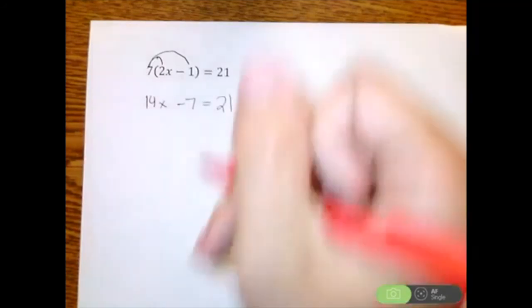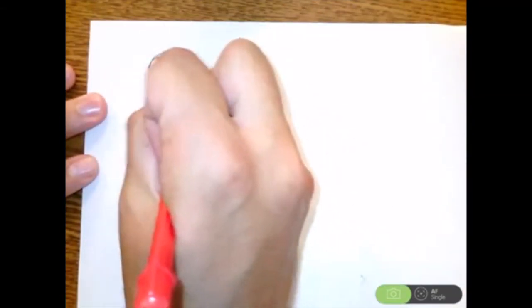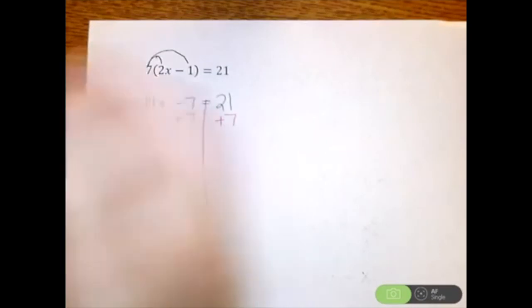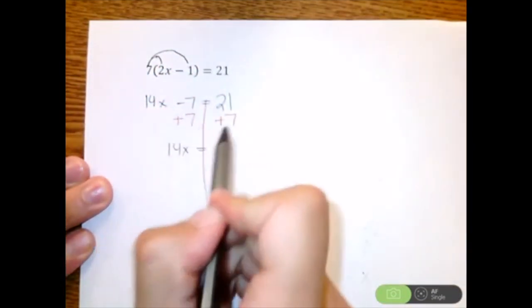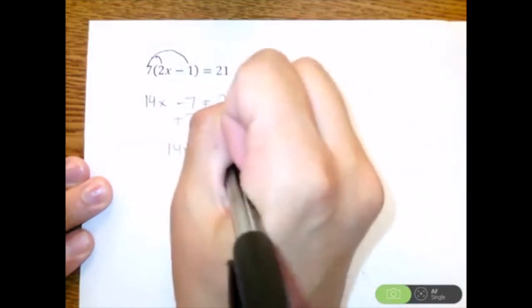Once we have that, then I can draw in my line down the middle, and we're going to start solving this. We've got to get x by itself. So I'm going to start by order of operations backwards. Got to get rid of that minus 7, which means I'm adding 7 on both sides. So I have 14x equals minus 7 plus 7 is 0. And on the right side, 21 plus 7 is 28.